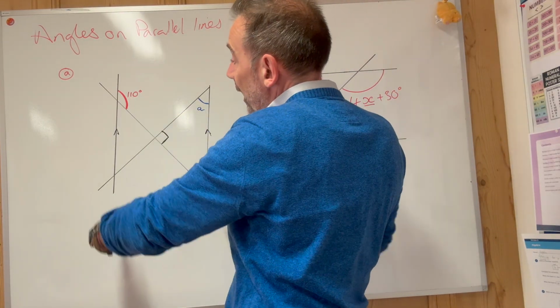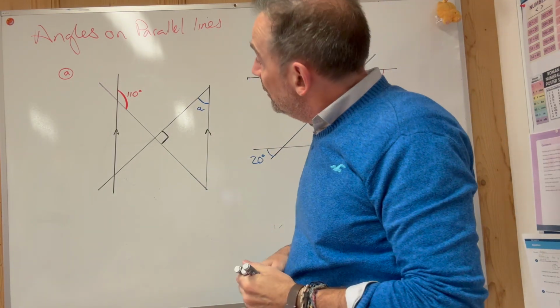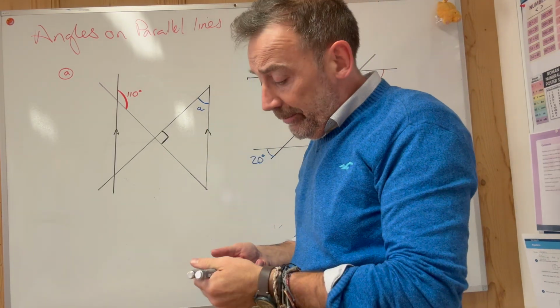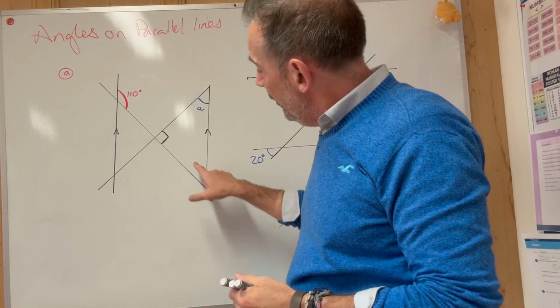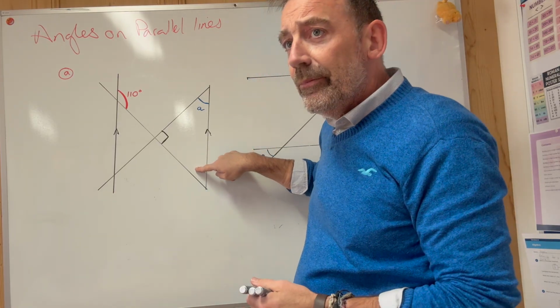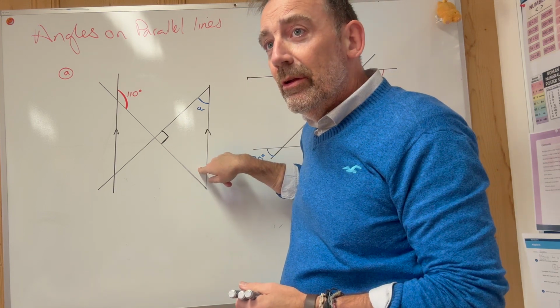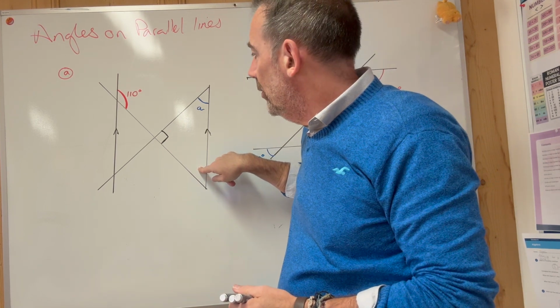I've got two parallel lines. Co-interior. Talk to me. Bottom right corner, this one? Yeah, 70. Why is it 70? It's co-interior. 180 minus 110. But where are you getting 70 from? These are triangles.